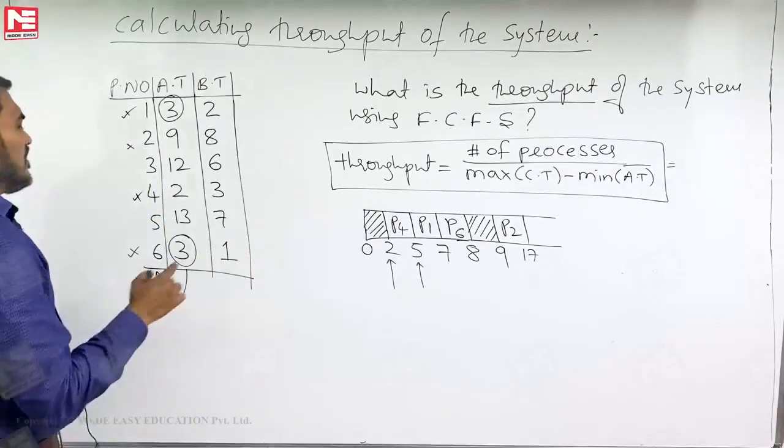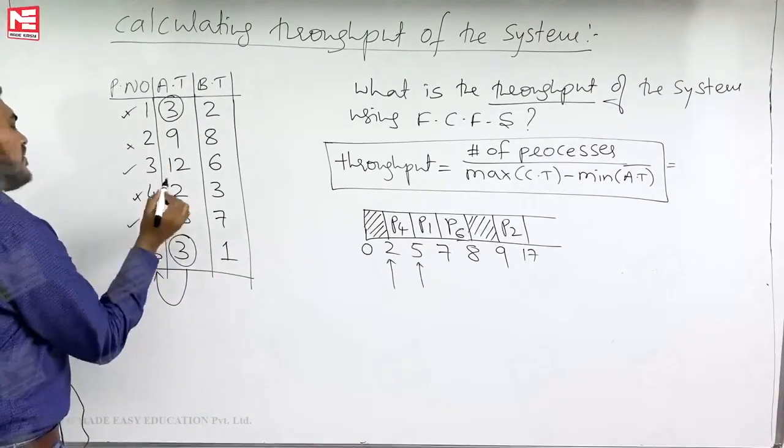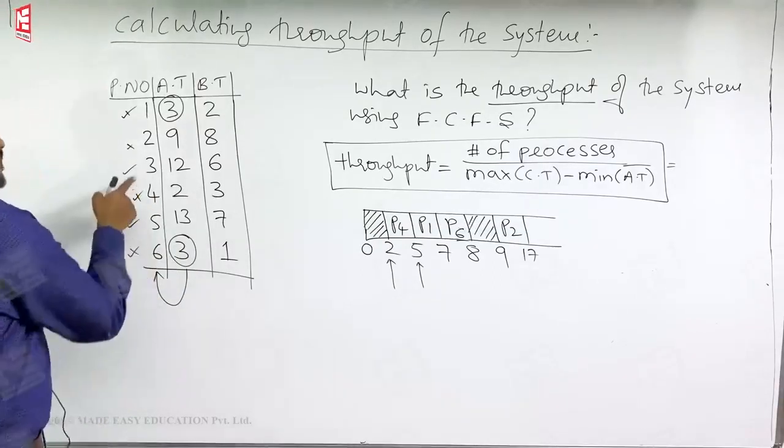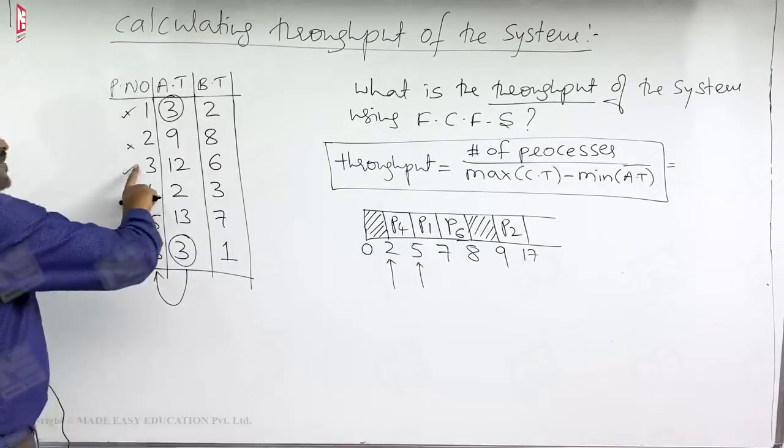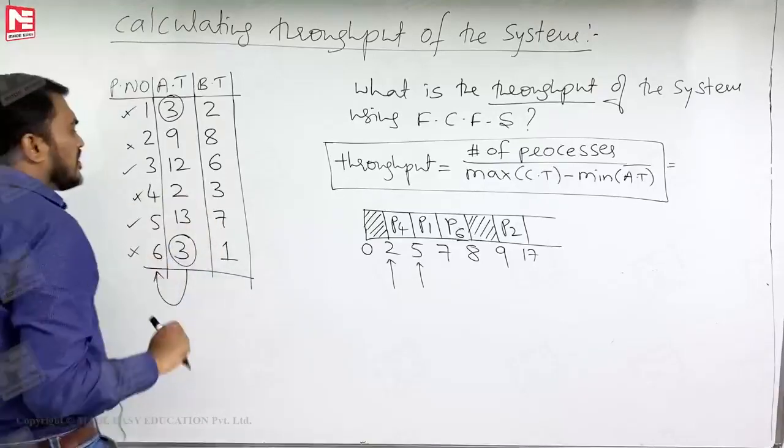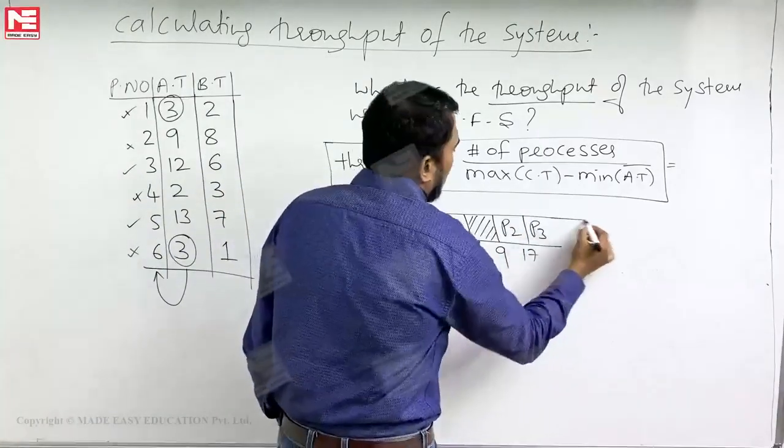Now the present time is 17. By the time 17, P3 came and P5 also arrived. Both P3 and P5 have arrived. You tell me, which of these two is coming first? This one at 12, this one at 13. So next is your P3. So take P3 next.